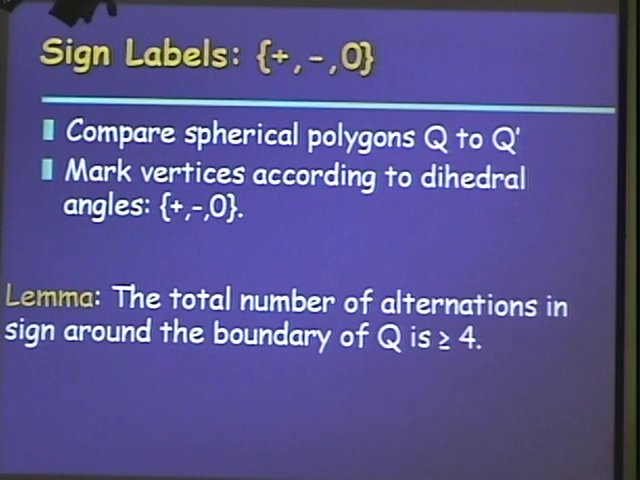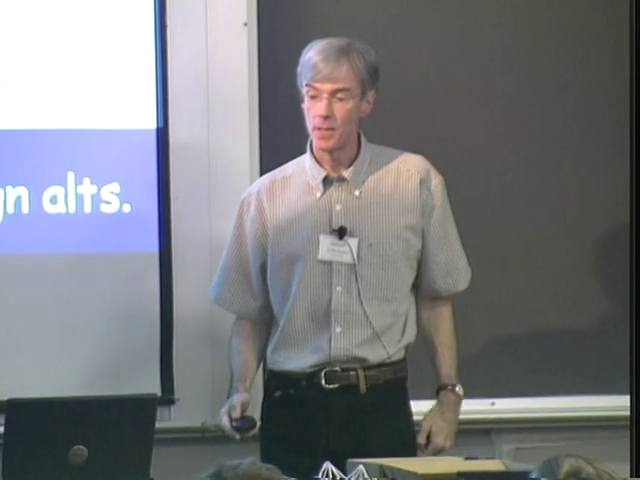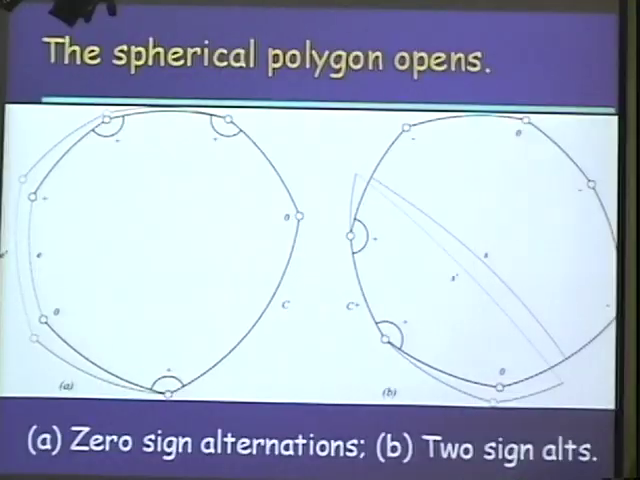And one of the key lemmas in Cauchy's proof is that the total number of alternations in sign, as you run around, you see plus, plus, plus, minus, that's an alternation, minus, minus, 0, plus, that's an alternation. The total number has to be at least 4. And I think you can see immediately it has to be even because it's a cycle. You can't have an odd number of sign changes. So if it's to be at least 4, you have to rule out it being 0 or 2. And the argument for 0 is a little easier to see than 2.